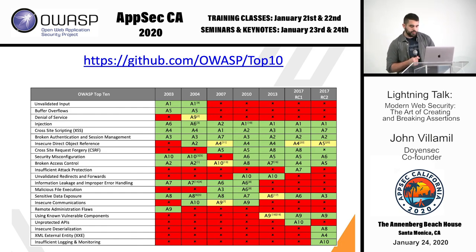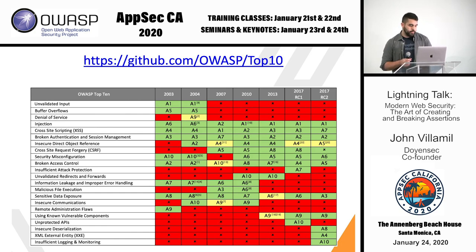We see some failed categories as well. Unvalidated input, denial of service, remote admin flaws, unprotected APIs. I don't know why these failed. I didn't look into this too deeply, but I feel like as web security has evolved, the terms have evolved as well. Maybe these just were too vague, or they couldn't actually fit the path that web security went down.